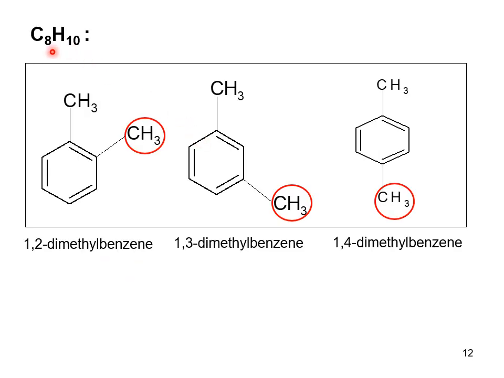The next example, C8H10. C8H10 is a benzene ring with two substituents, CH3, CH3. If you check, the first structure is at position C1 and C2. That's why the name is 1,2-dimethylbenzene. For the second structure, position 1 and 3, 1,3-dimethylbenzene. And the third one is at position 1 and 4, 1,4-dimethylbenzene. So these three are positional isomers, with the substituent at different positions.